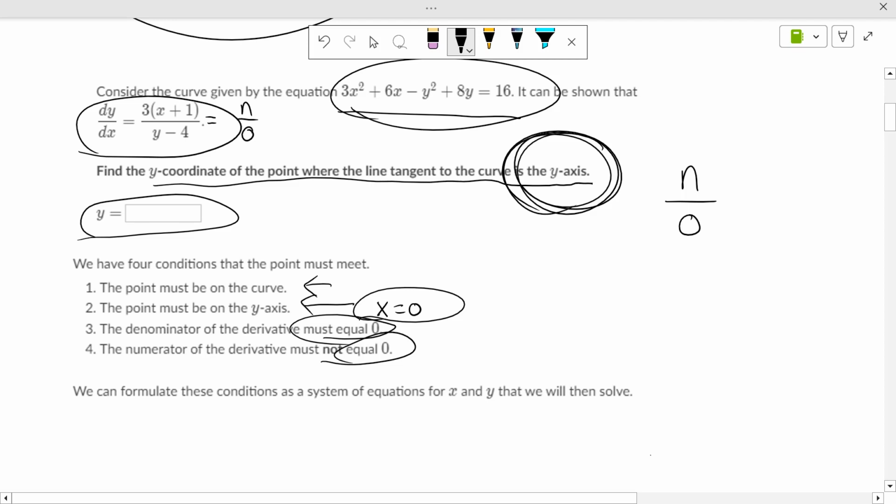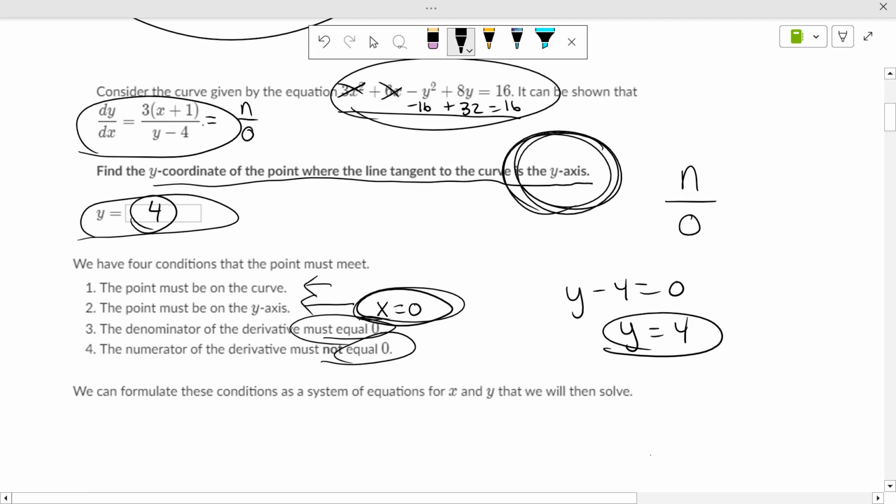Well, to do this, y minus 4 has to equal 0, right? So y must equal 4. Let's see if this works in the original equation. x equals 0, y equals 4. If x is 0, this is 0, disappears. x is 0, this is 0, disappears. If y is 4, we get negative 16 plus 32 equals 16. It checks. y equals 4.